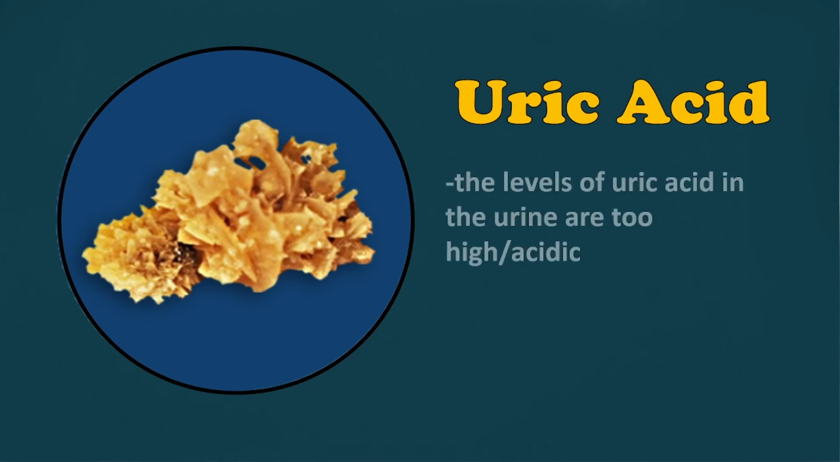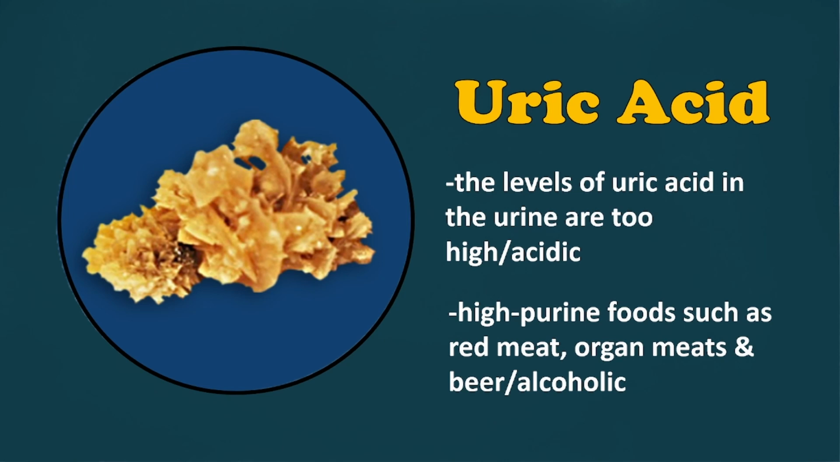Uric acid stones are formed when the levels of uric acid in the urine are too high or the urine is too acidic on a regular basis. Another contributing factor is consuming high purine foods such as red meat, organ meats, and alcohol.